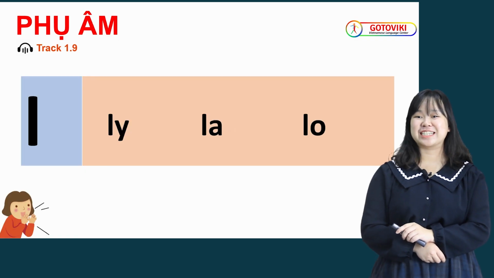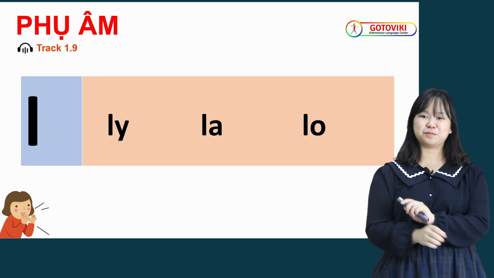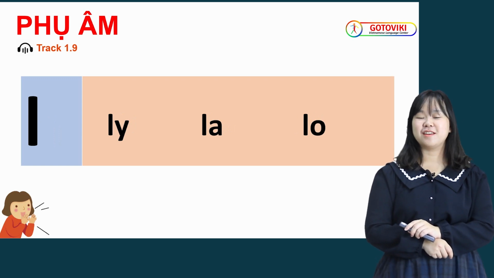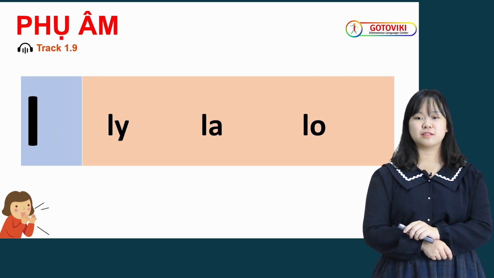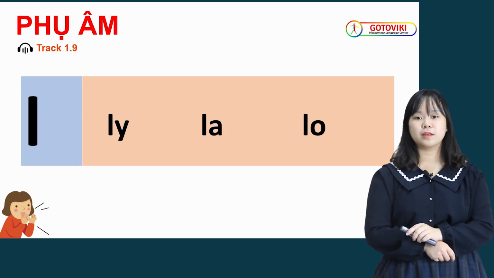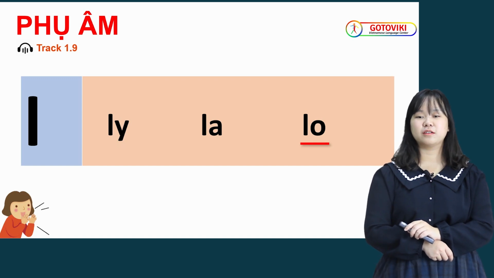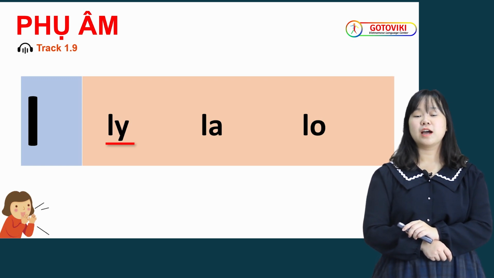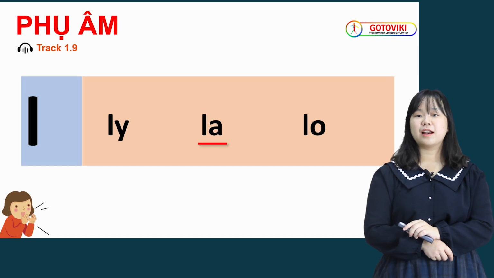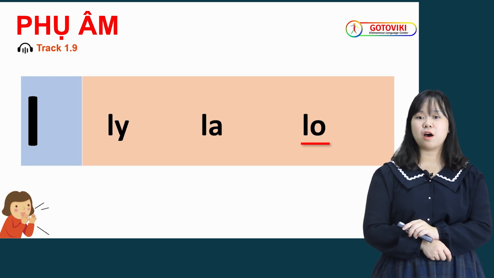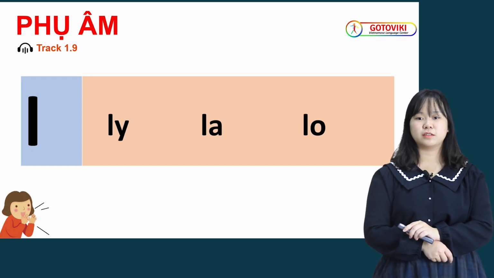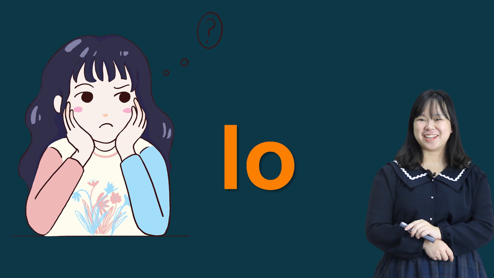Let's move to the next consonant that we studied today. L. Repeat after me. L, L, L. For example, li, la, lo. Li, li, li. La, la, la. Lo, lo, lo. Lo means to worry in English.